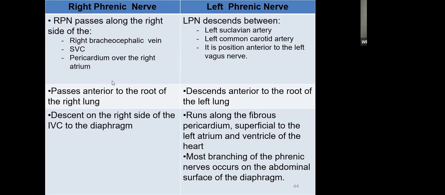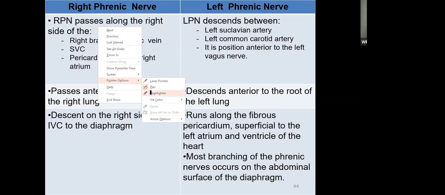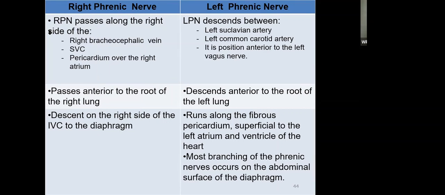So the right phrenic nerve passes along the right side of the right brachiocephalic vein, the superior vena cava, and the pericardium over the right atrium. It passes anterior to the root of the right lung. So it goes right over the anterior part of the root of the lung. And it descends on the right side of the IVC, the inferior vena cava, to the diaphragm.